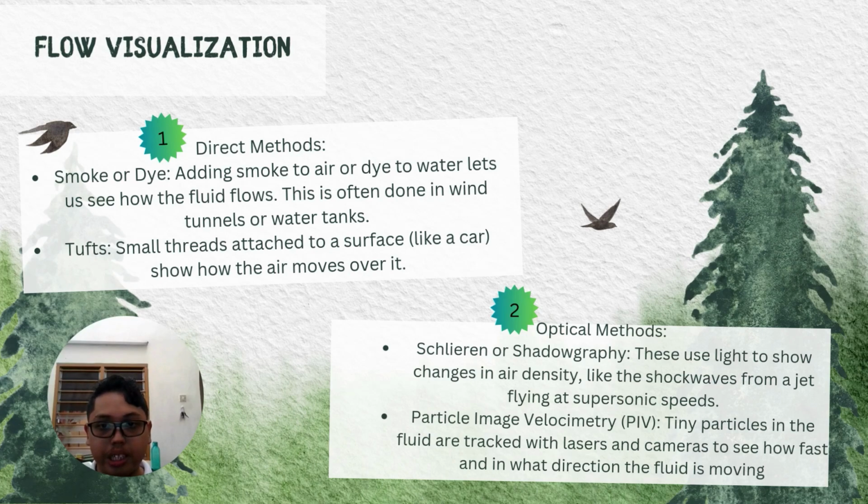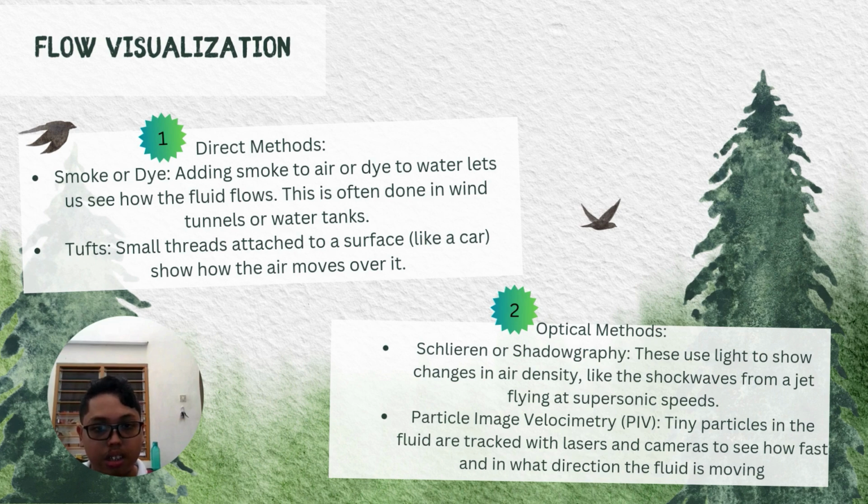The first method is the direct method. Smoke or dye: adding smoke to air or dye to water lets us see how the fluid flows. This is often done in a wind tunnel or water tank. Tufts, small threads attached to a surface like a car, show how the air moves.